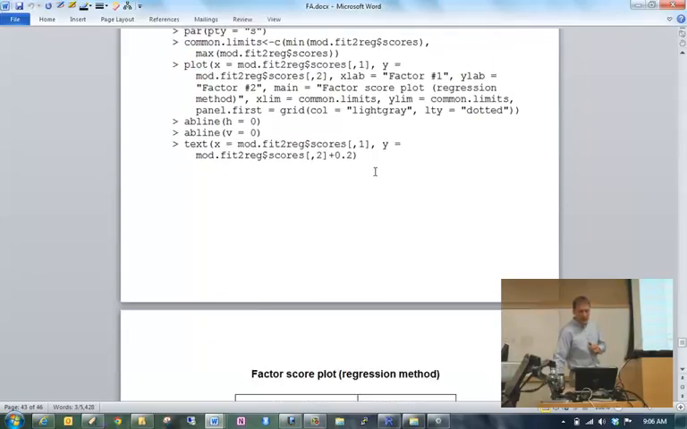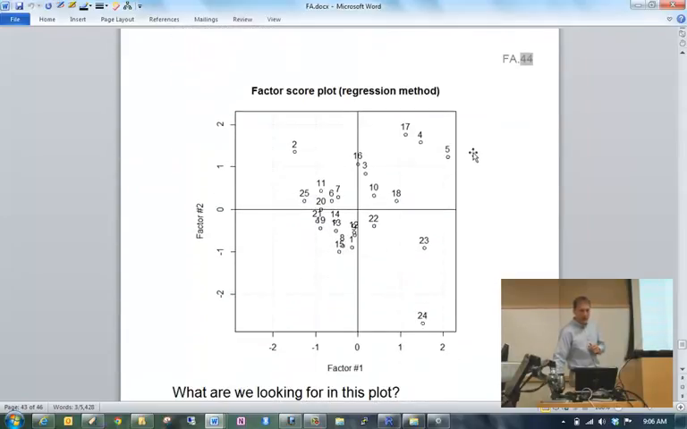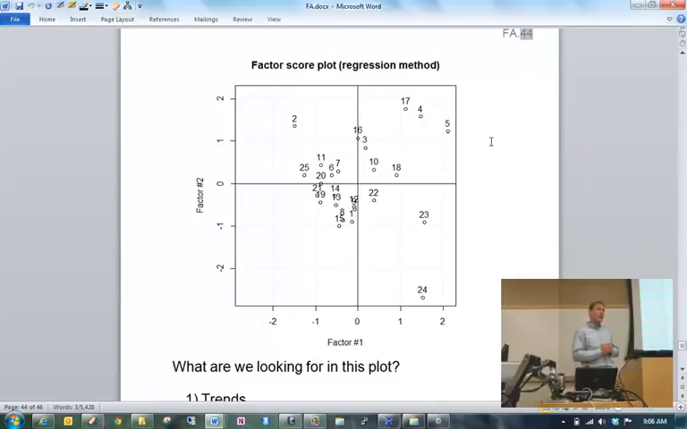Okay, so let's actually do a plot of the common factor scores. Let's take a look at the plot first before we take a look at the corresponding code. You can think of this plot as similar to what we would do with principal component scores. On the x-axis, we have common factor number 1, its corresponding scores. Common factor number 2 is on the y-axis. And I've labeled each of the points with a corresponding observation number.